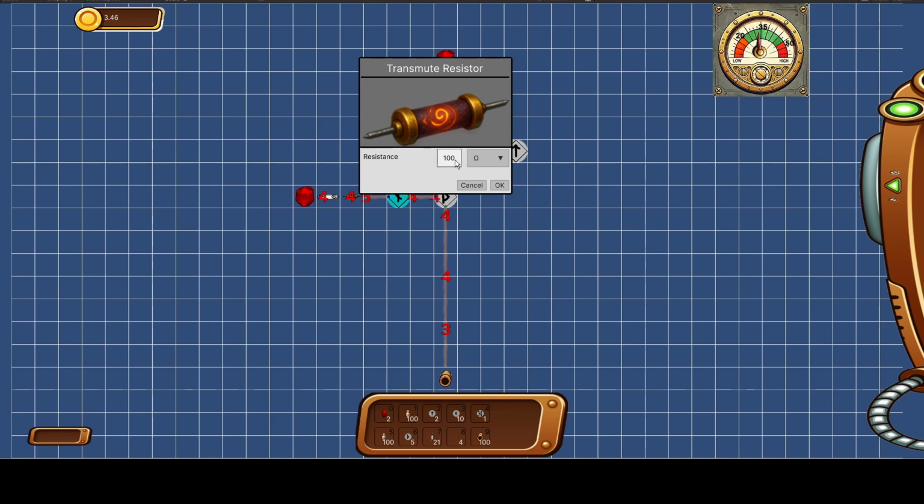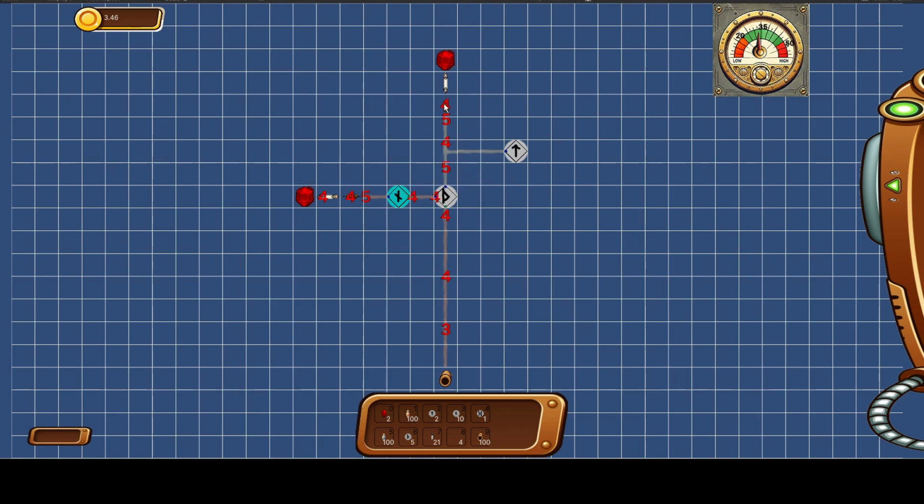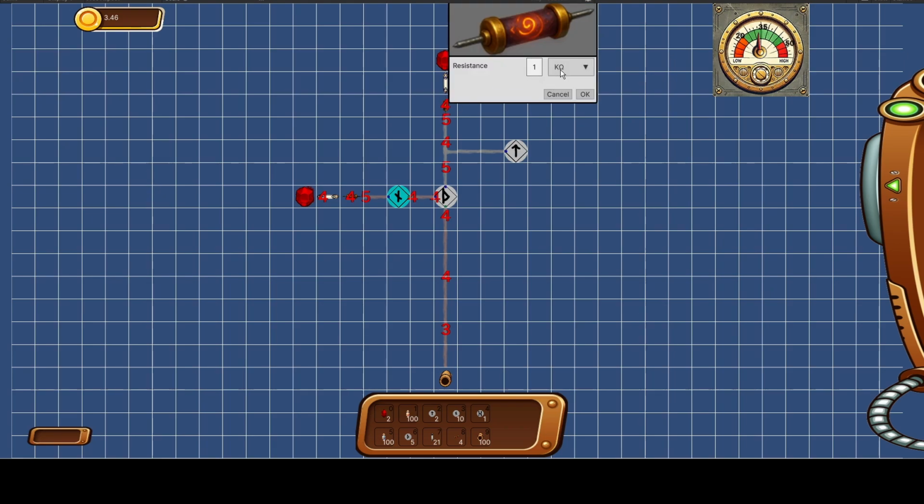Yeah. So the main thing here, this is where you're able to set your resistance. You can set it up to 1,000, and then you can set these with milliohms, kilo ohms, mega ohms. It's about as high as it goes for ohms. This one is set to 100 ohms. This one over here is 1 kilo ohm.